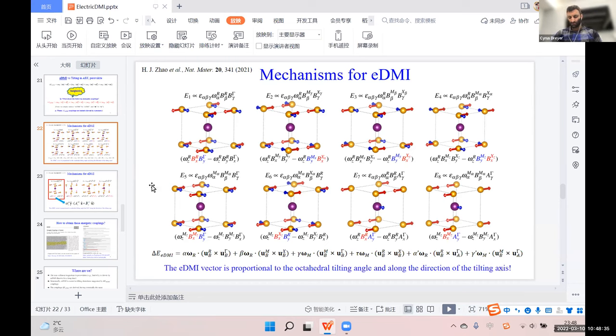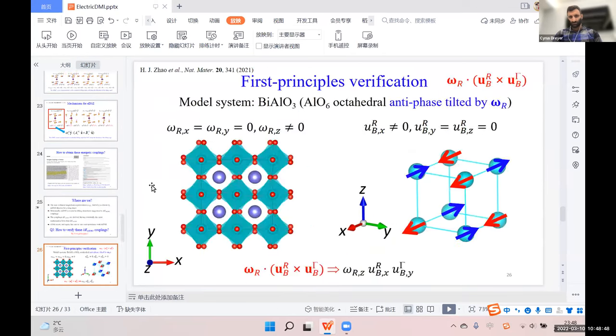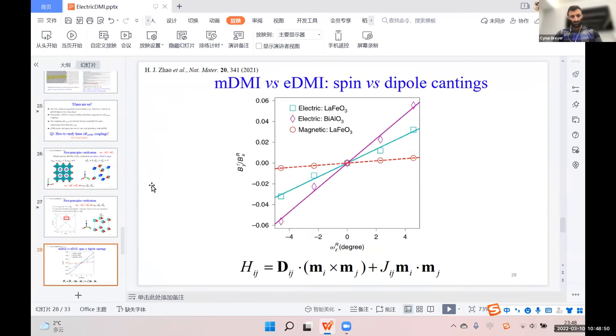Mm-hmm, thank you. So Pradeep Kumar asked two questions. The first is, what is the size of the interaction? I guess he means in energy. And the second is, are dipole interactions involved in it?